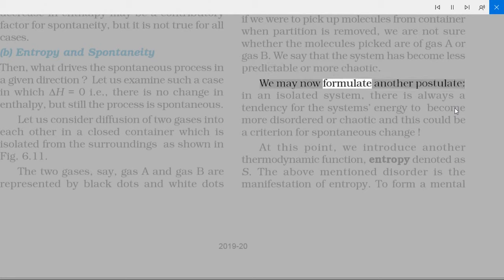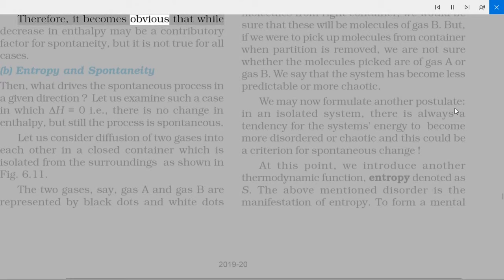We may now formulate another postulate. In an isolated system, there is always a tendency for the system's energy to become more disordered or chaotic, and this could be a criterion for spontaneous change. At this point, we introduce another thermodynamic function, entropy, denoted as S. The above-mentioned disorder is the manifestation of entropy. Therefore, it becomes obvious that while decrease in enthalpy may be a contributory factor for spontaneity, it is not true for all cases.